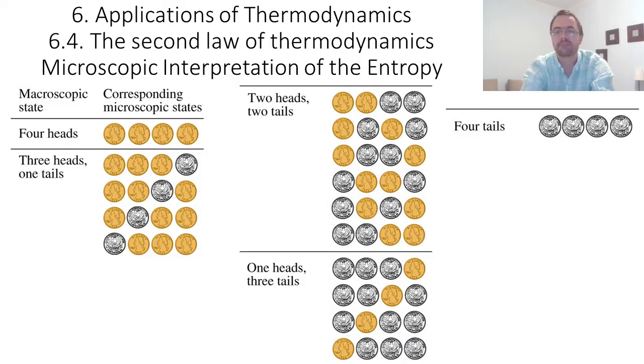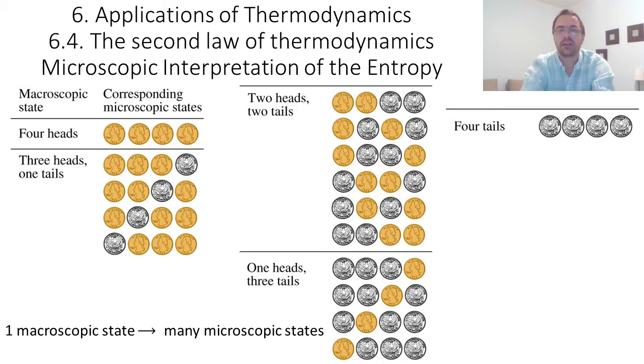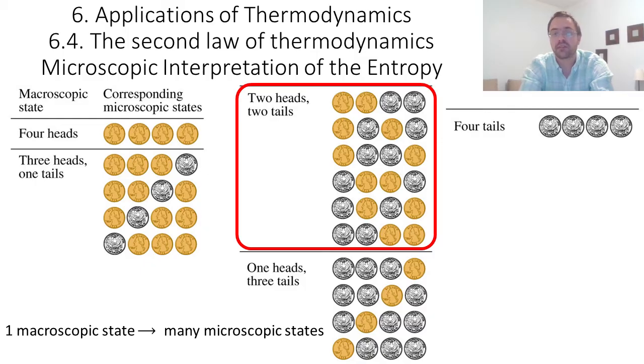And so you see that in general, 1 macroscopic state can correspond to many microscopic states. And you see that the macroscopic state that is the most likely is the one with 2 heads and 2 tails, and this is because it has the largest number of microscopic states. So if we take a quantity that represents the number of microscopic states for a given macroscopic state, this quantity will tend to be maximum and it will tend to increase.